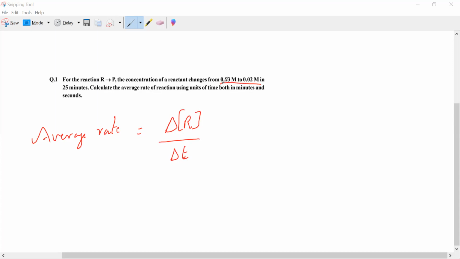So the concentration changes from 0.03 M to 0.02 M. So it is nothing but R2 minus R1. This is my R1 and this is my R2, the concentration of R2 minus R1. As I told you yesterday, delta T is nothing but T2 minus T1, the change in time. So 25 minus 0, it is 25.